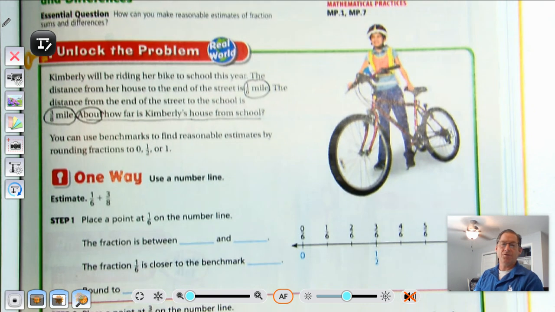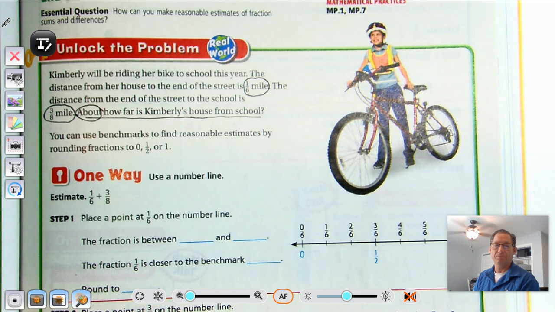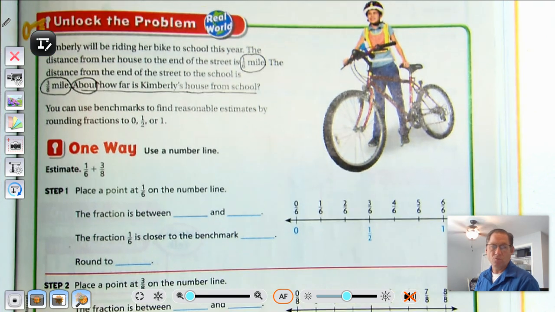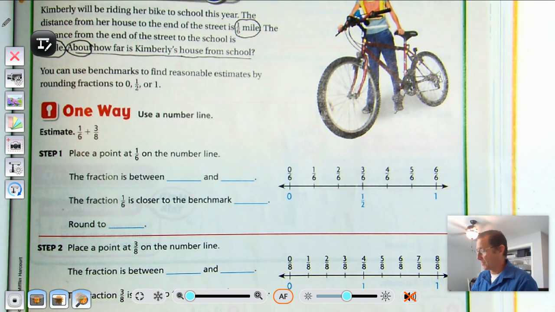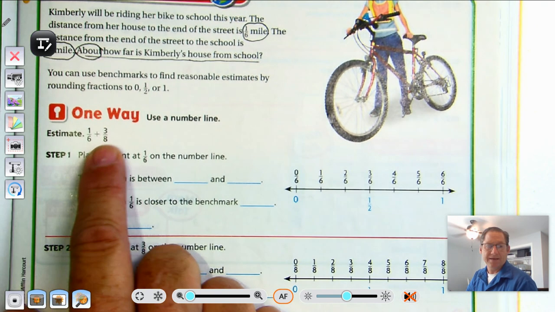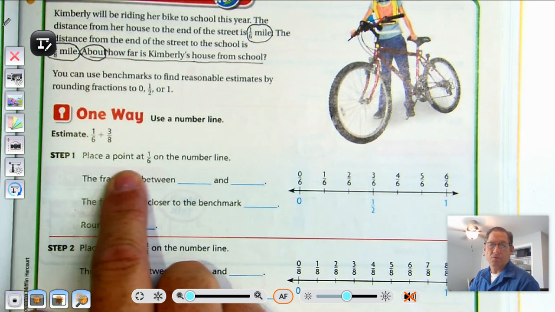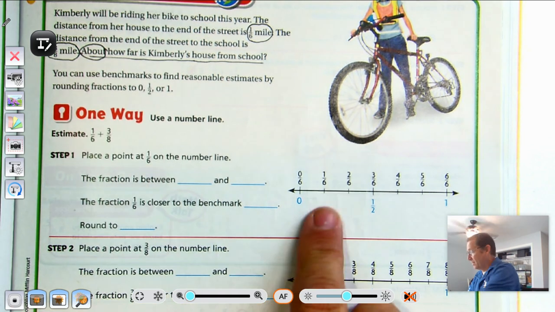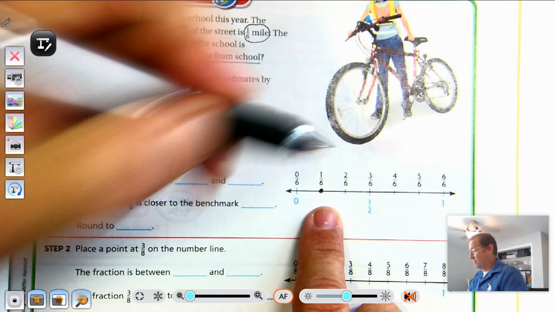All right, so we can use benchmarks, 0, 1/2, 1 whole, to find reasonable estimates by rounding fractions to those three spots, to 0, to 1/2, or 1. And one way you can do that is by using a number line. So if we look at 1/6 and 3/8, we would place 1/6 on the number line. Okay, and we see that 1/6 would be right there.